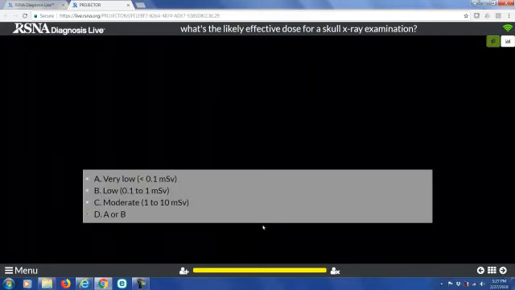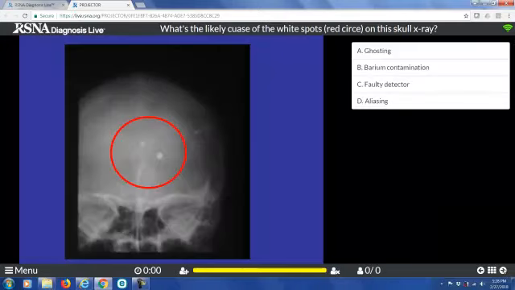And the correct answer is it actually is about 0.1. If you answer very low or low, I'm happy with both of those answers. If you answer A or B, I'm even happier. And you should remember that just about all radiographic examinations are either very low or low. Chest X-ray would be very low, and abdominal X-ray would be low. Don't get bogged down in the details.